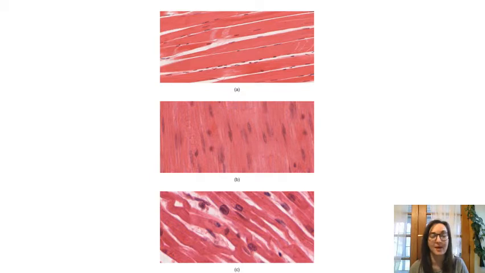And then the picture on the bottom there, C, is cardiac muscle. Again, we can tell it's cardiac muscle because of the branching pattern, the striations, the central nuclei, and also cardiac muscle has those intercalated discs. Those intercalated discs are going to be important for sending electrical signals.